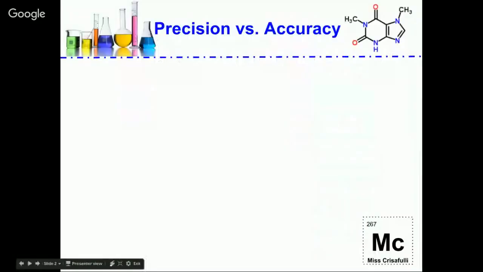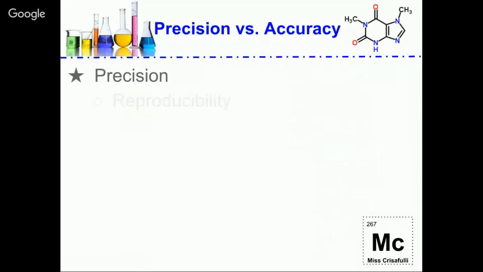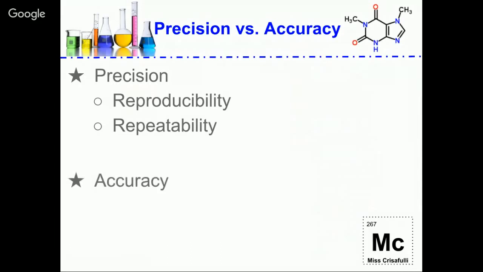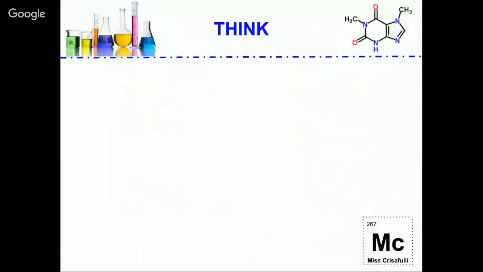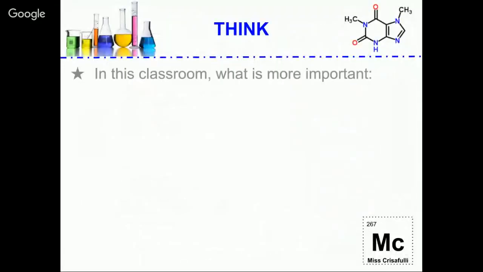So before we talk about Sig Figs, we need to talk about precision versus accuracy. What is precision? Precision, remember, is reproducibility, repeatability, whereas accuracy is the closeness to the correct answer. So I want you to think, in this classroom, what is more important? Precision or accuracy?